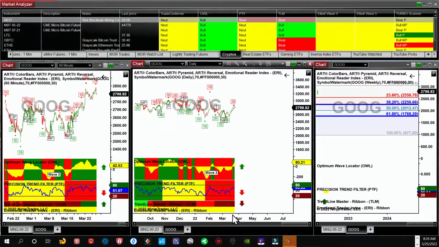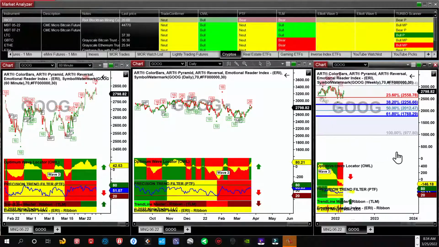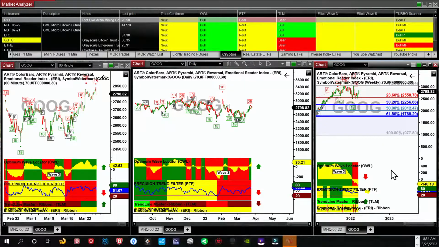So even though the owls on the daily and the 60 are bullish, the overall longer term aspect on Google right now is it's in a wave 4 correction, as we can see with the target zone on the weekly chart on the far right. So I would not go long, not against a red PTF. That's kind of where I'm looking at that. Now, you can go long later after we hit the target zone on the retracement, but not now. Not quite ready yet.